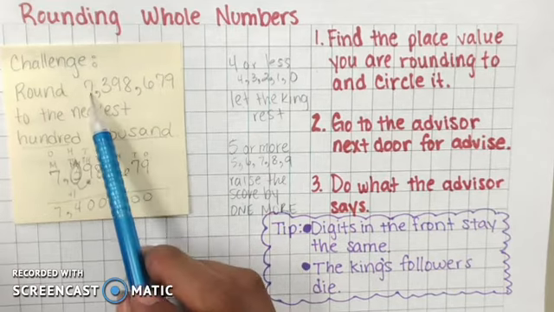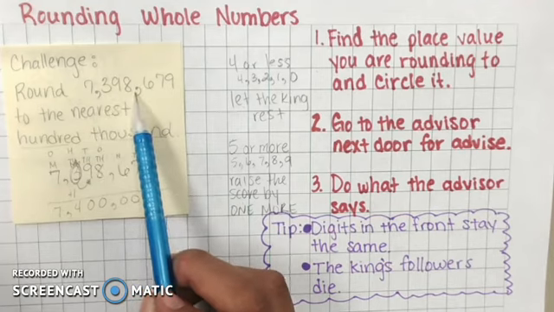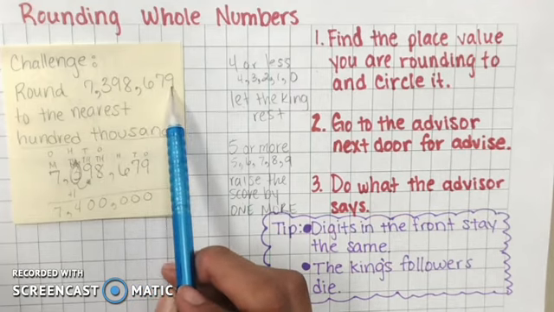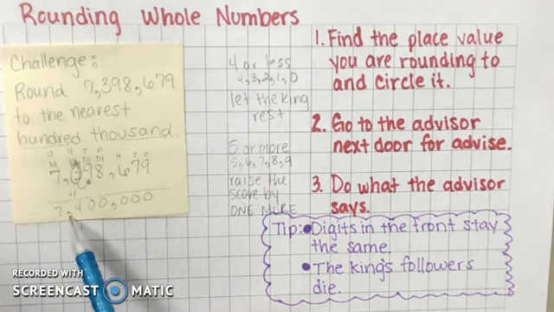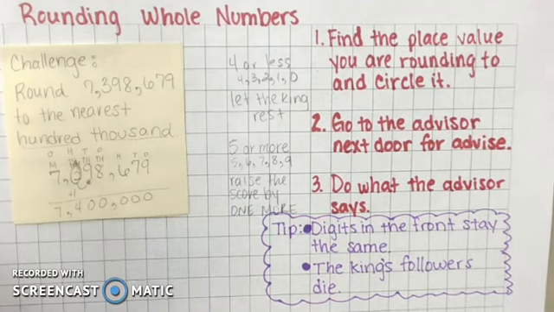So the number 7,398,679, when rounded to the nearest 100,000, is 7,400,000.